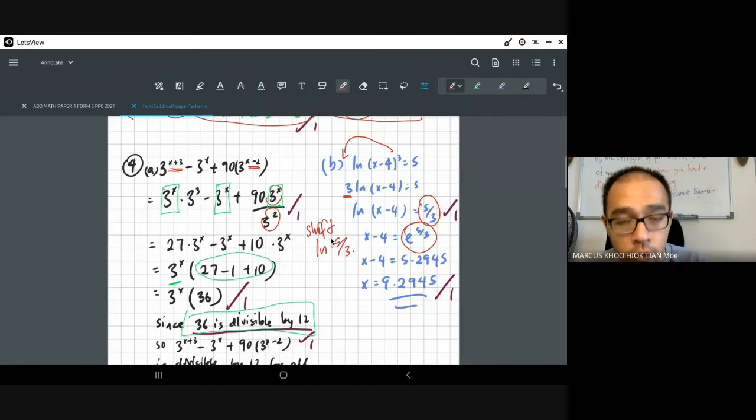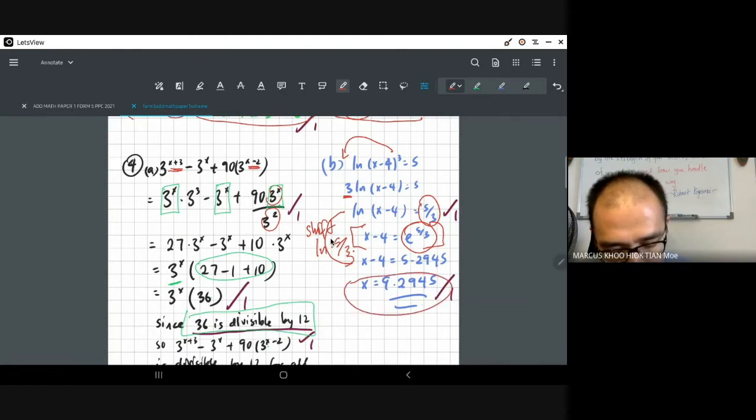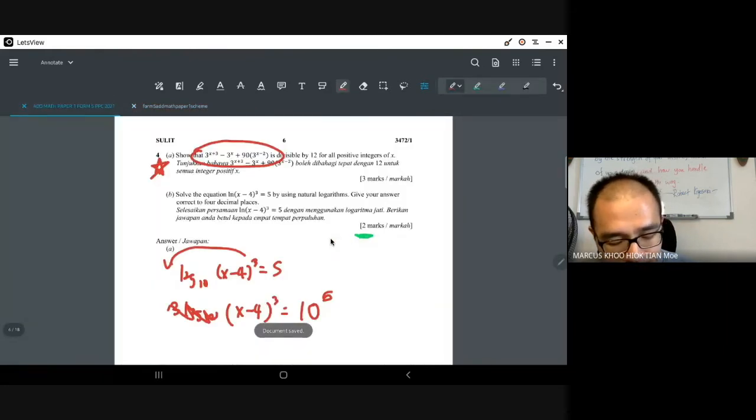Okay? So, even if you don't show me this step, I'm okay with it. If you jump from here straight to here, I understand what you did. Which is just shift ln 5 over 3. Okay. Then you get 5.2945. Then you just add the 4 and you get 9.2945.